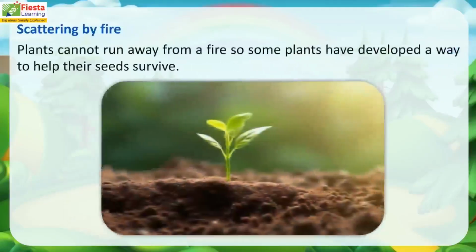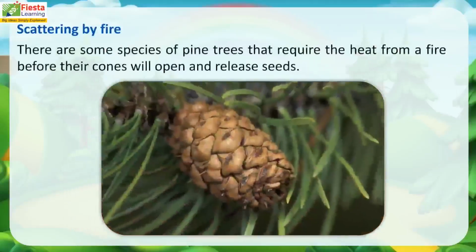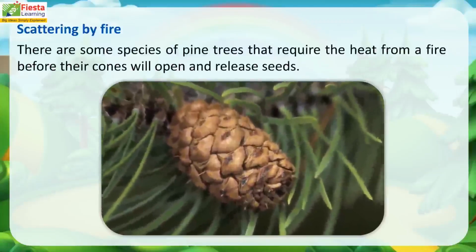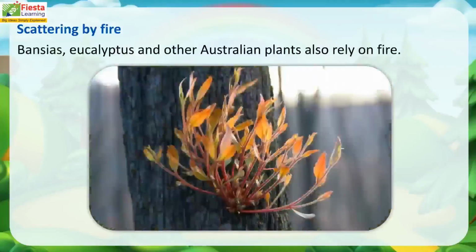Scattering by fire. Plants cannot run away from a fire, so some plants have developed a way to help their seeds survive. There are some species of pine trees that require the heat from a fire before their cones will open and release seeds. Banksias, eucalyptus, and other Australian plants also rely on fire.